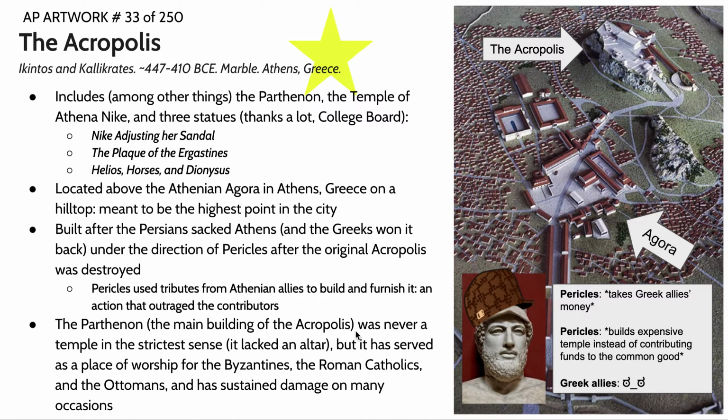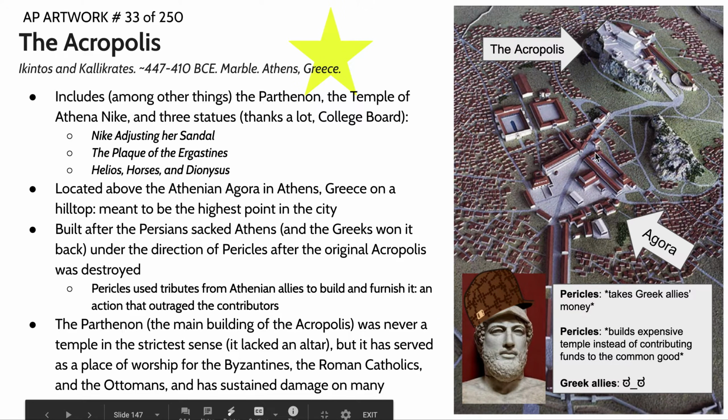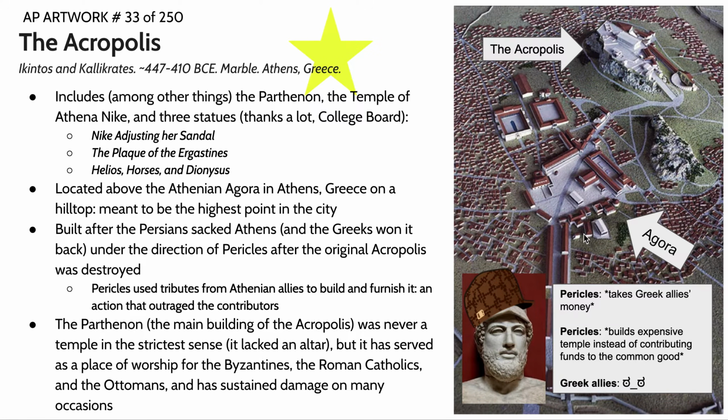So our next work is the Acropolis. The Acropolis is very close to one of the works that we've covered previously, which is the Athenian Agora. You'll remember this is an outdoor marketplace turned civic center. One of its main features is the road going through it called the Panathenaic Way. The Panathenaic Way continues up to intersect with a lot of the major structures of the Acropolis.